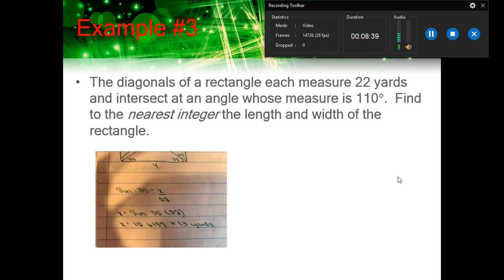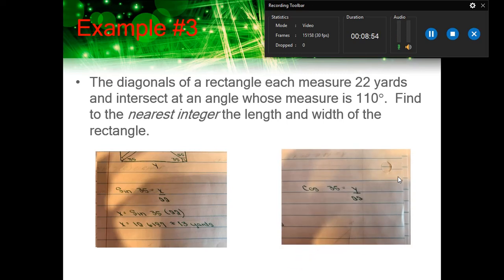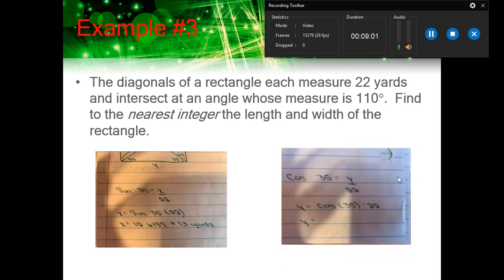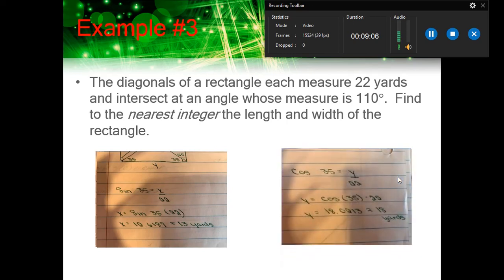Now I have to find the missing length, which I'm representing with y. Again, I'm going to go back to the 35-degree angle and use one giant right triangle. So y would be my adjacent side, 22 is my hypotenuse. So now I'm going to use cosine. Same thing here, we're going to cross multiply, and then I'm going to plug it into the calculator. And unrounded, it's 18.0213, but I am rounding it off to 18 yards because that's the nearest integer.